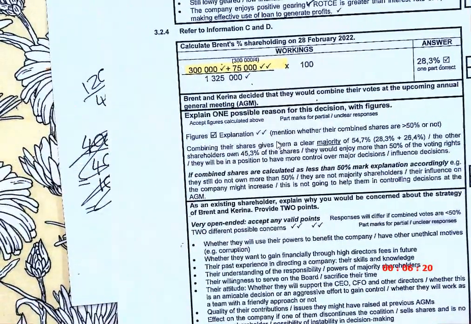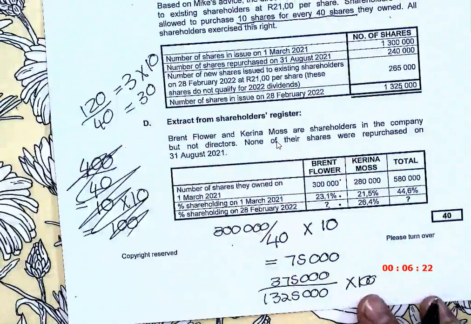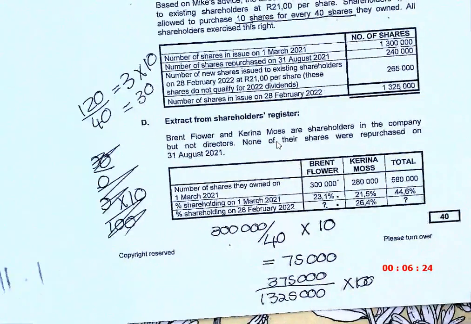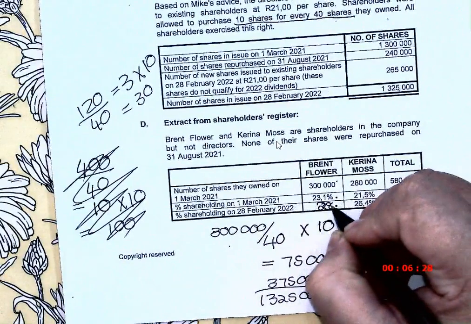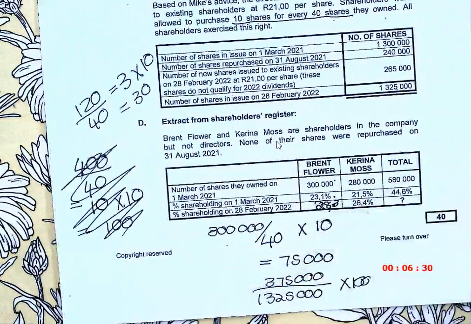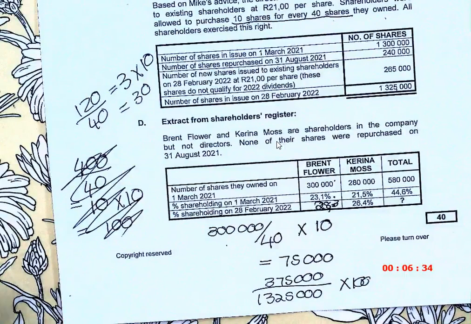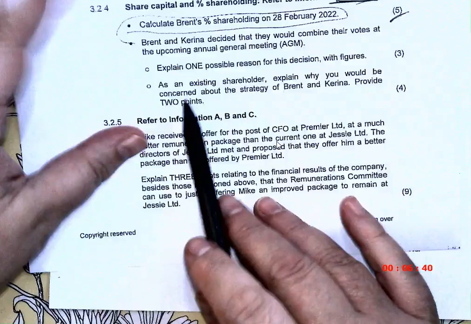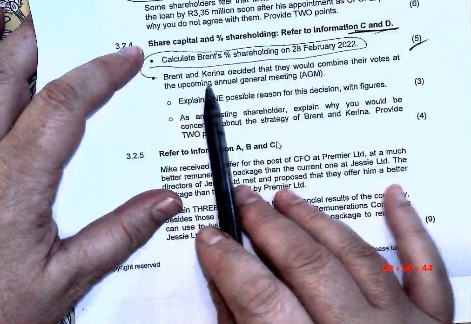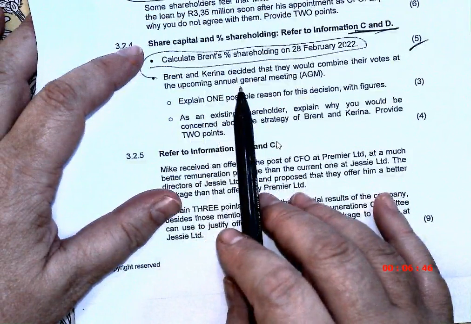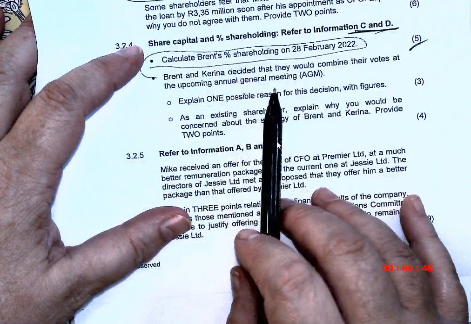So let's do the next one. So, what's the percentage he's got now? 28%, no? 28.3. Okay, so it increased. Now they say, Brent and Karina decided that they would combine their votes.